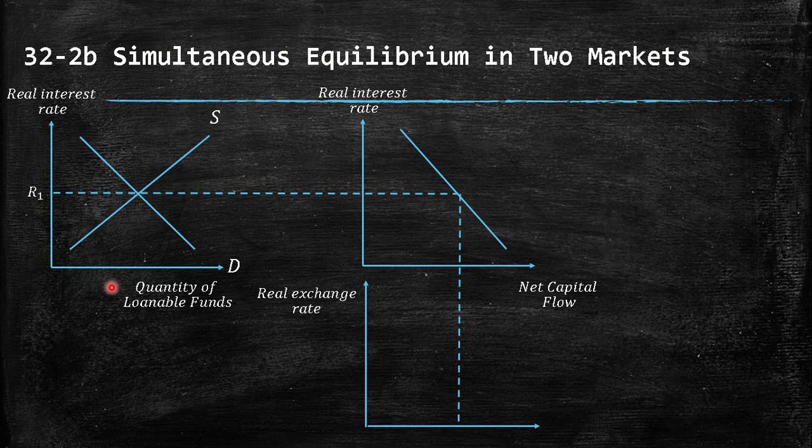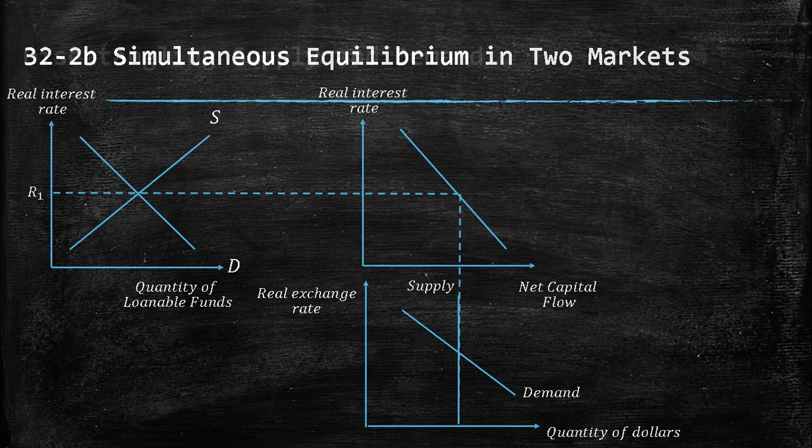Here we have the other situation, which is the real exchange rate. As we know, the net capital outflow, the supply, should be perfectly inelastic, which is completely vertical, and then we have the demand for the real exchange rate.